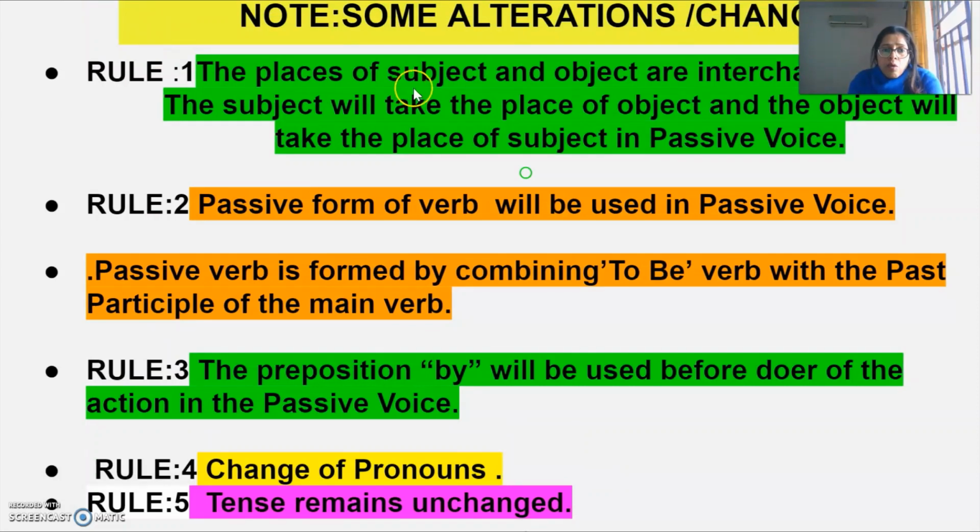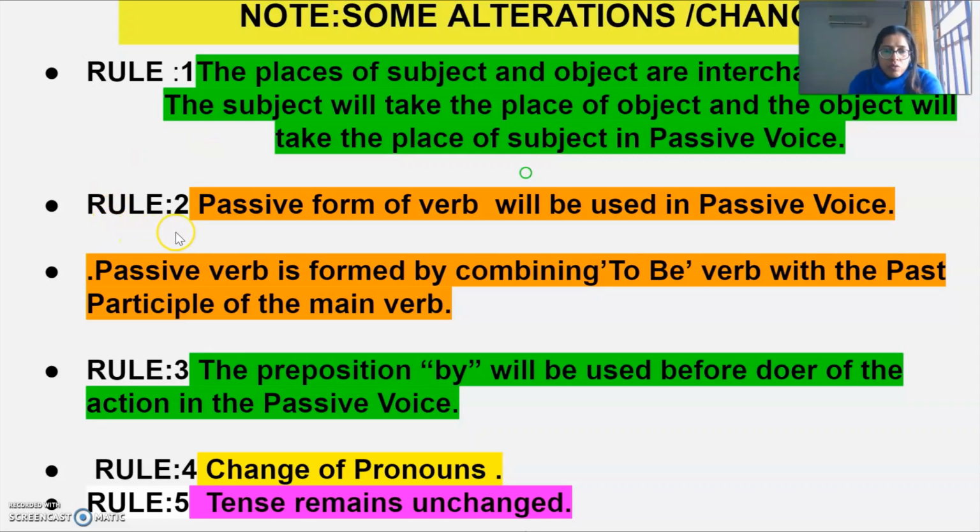The places of subject and object are interchanged. It means the subject will take the place of object and the object will take the place of subject in passive voice. Okay, so here remember one thing, that subject and objects are only changing their places, but their functions will remain as it is. Basically I just want to say one thing, that subject becomes object and object becomes subject in passive voice.